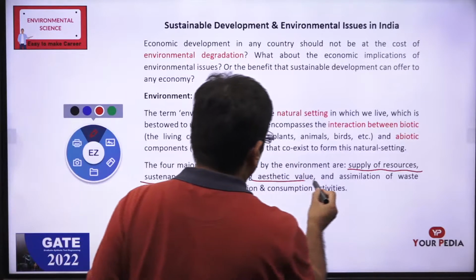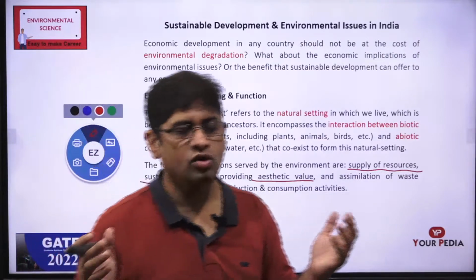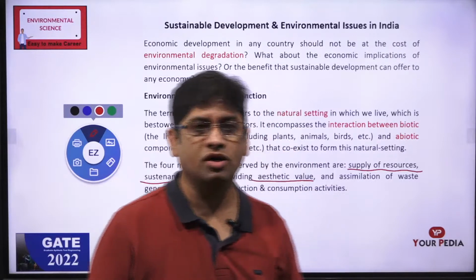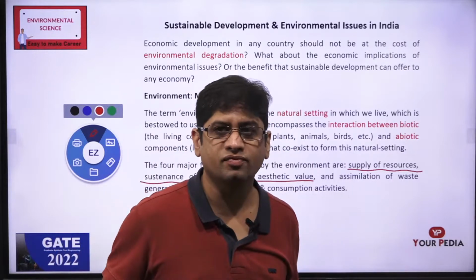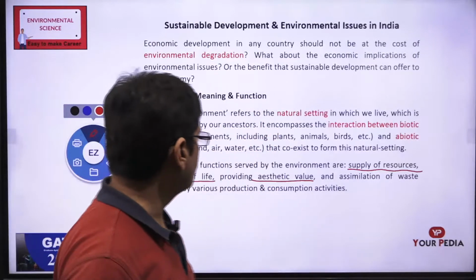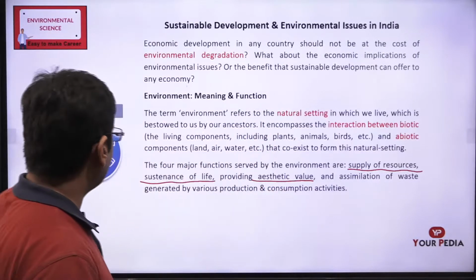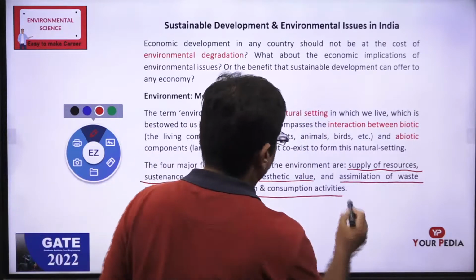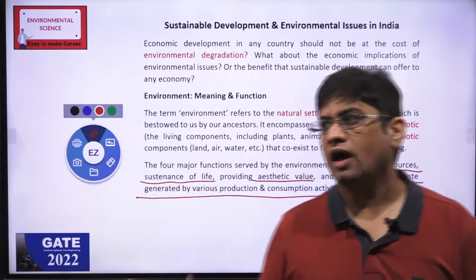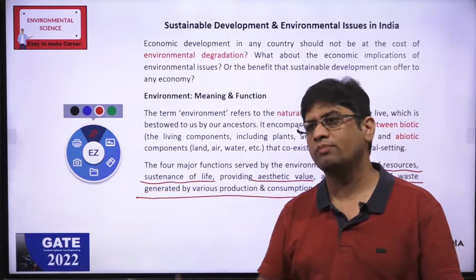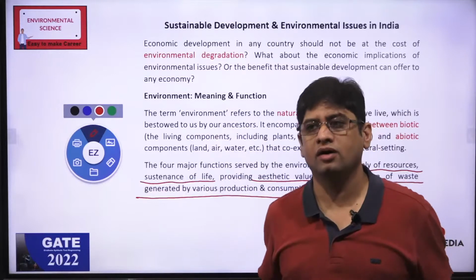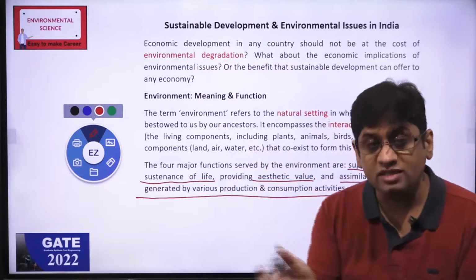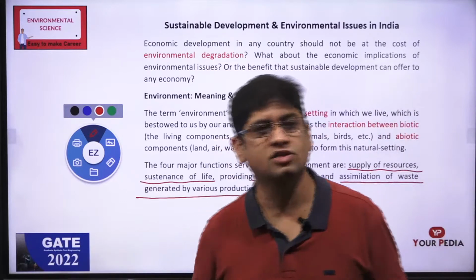Three, providing aesthetic value. Whenever you go to some hill area, you find it so beautiful. Nature is very beautiful, so that aesthetic value is provided by nature only. You go to a very crowded city and you get the feeling that it is not good. That feel-good factor comes from the environment. And four, assimilation of waste. The waste we generate by consuming things, the environment assimilates. So the environment provides human beings a good place to stay, provides resources, and takes care of the waste they produce. That is what the environment does.